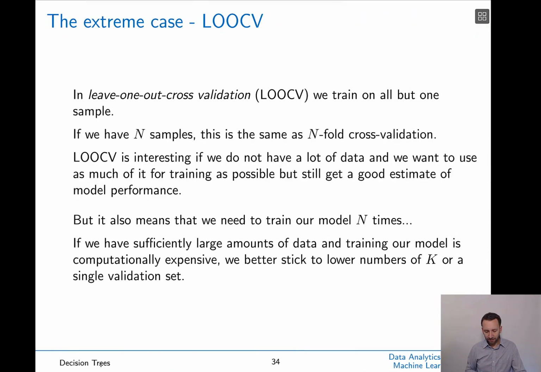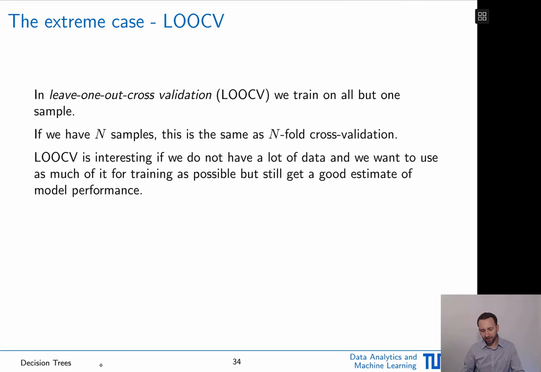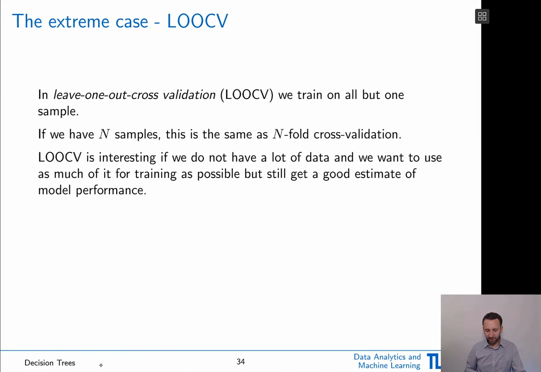Just very quickly, there's one extreme case of this, which is called leave-one-out cross-validation. The core idea is simply that the validation set is always one single instance, and the rest is the training data. Since every instance usually should be part of a validation set, we have n many splits here. So if we have a learning set of size n, we would have n many folds, because the validation set is always one instance and the rest is training data. Next instance becomes validation, rest is training. Next instance becomes validation, rest is training.